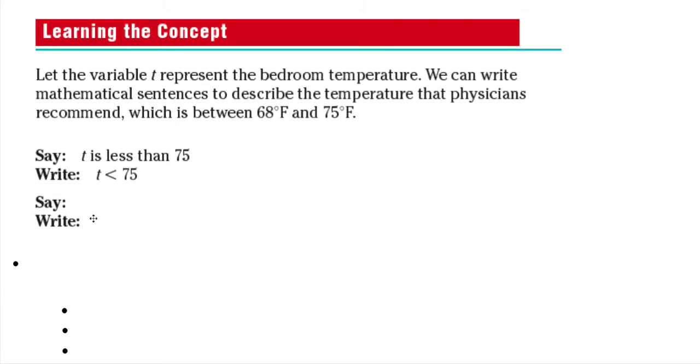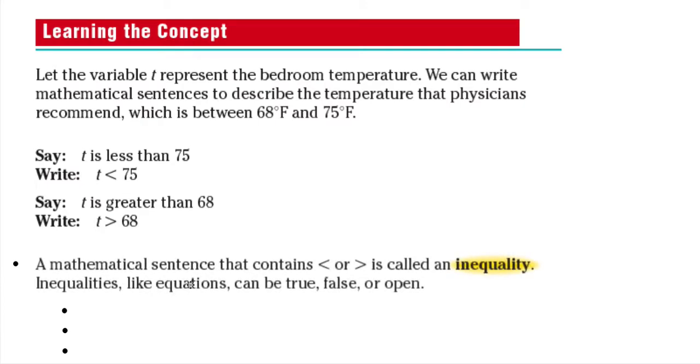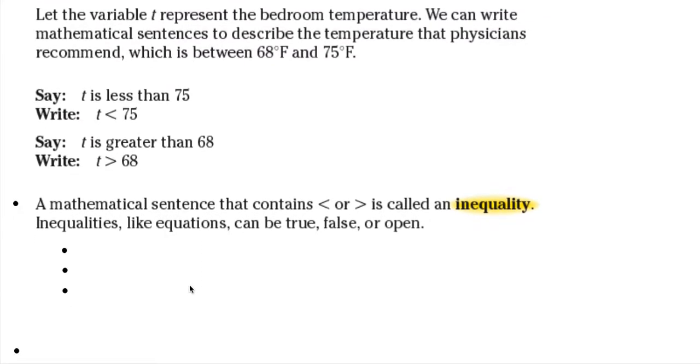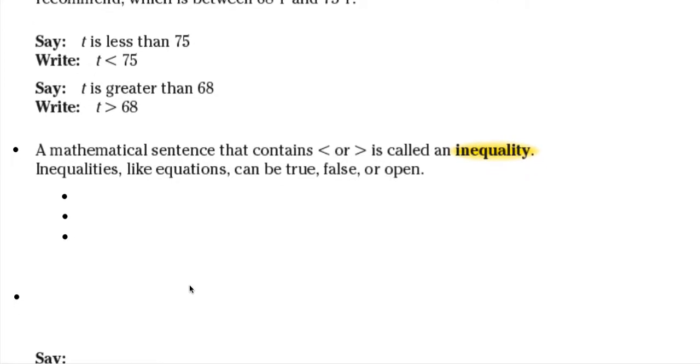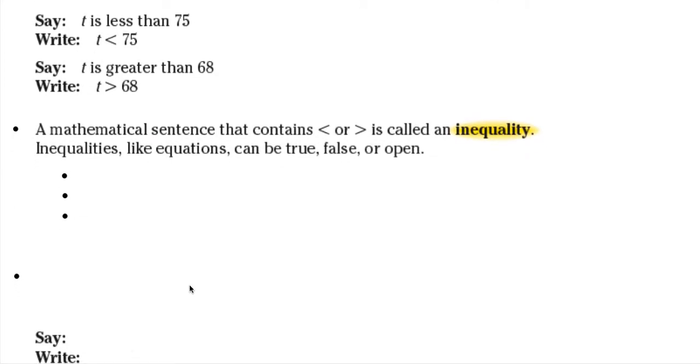And then if we represent T again as our bedroom temperature, we can say that T is greater than 68 because it's between 68 and 75, so it should be greater than 68 and it should be less than 75. We write that T > 68. A mathematical sentence that contains a less than or greater than symbol is called an inequality. Inequalities, like equations, can be true, open, or false.